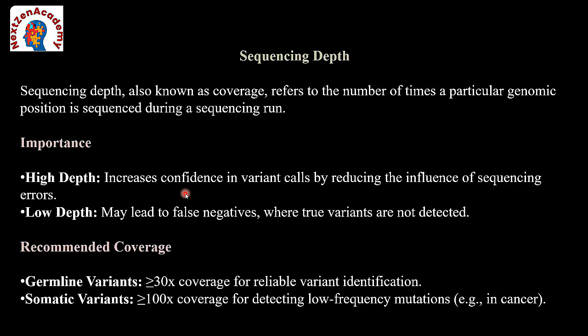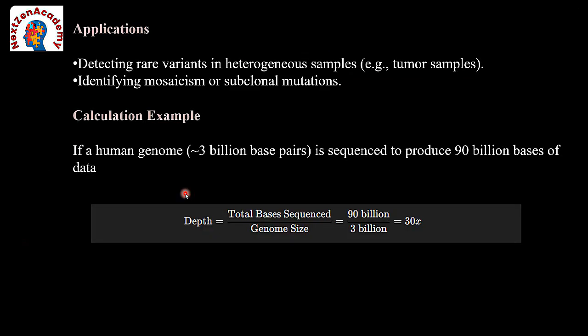It can be of two types: high depth and low depth, and it should be in a proper coverage. If it is a germline variant, it should be above 30x. If it is a somatic variant, it should be above 100x. That is all about sequencing depth.